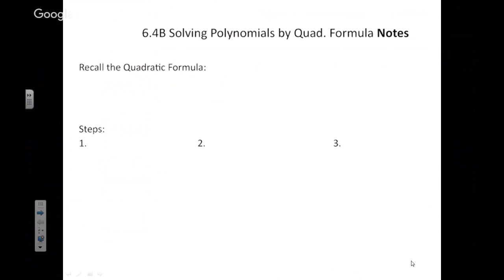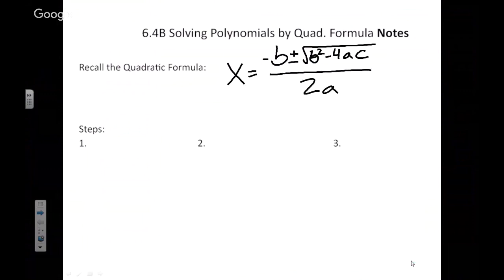So the first thing that's important for doing these notes is, do you guys remember what the quadratic formula is? A mixture of yes and no. So what was the quadratic formula? So it's x equals negative b plus or minus square root of b squared minus 4ac, all divided by 2a.